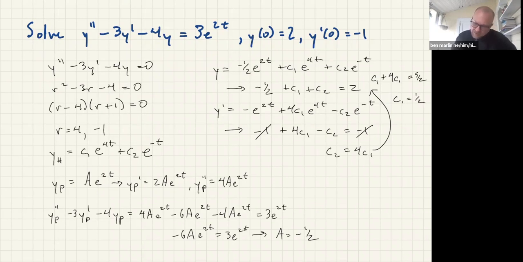So my final solution I come to here ends up being y equals -1/2 e to the 2t plus c1 is 1/2 e to the 4t, and then c2 was, what was that? Plus c2 needed to be 4 times c1, so 2 e to the minus t. All right. So that finally gets me down to my solution here.